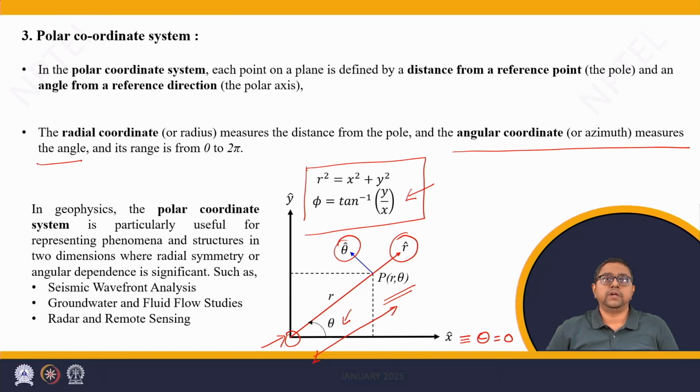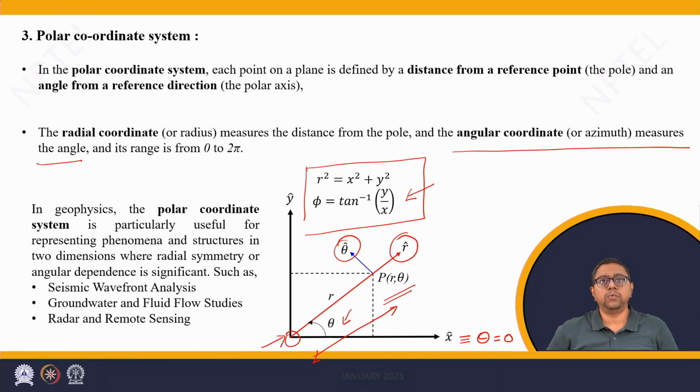Now, it is important to understand the range of the values of these coordinates. In the Cartesian coordinate system, the range of each of the x, y, and z coordinates varies from 0 to infinity, while in the polar coordinate system, r goes from 0 to infinity. However, the range of the angular coordinate is from 0 to 2 pi.